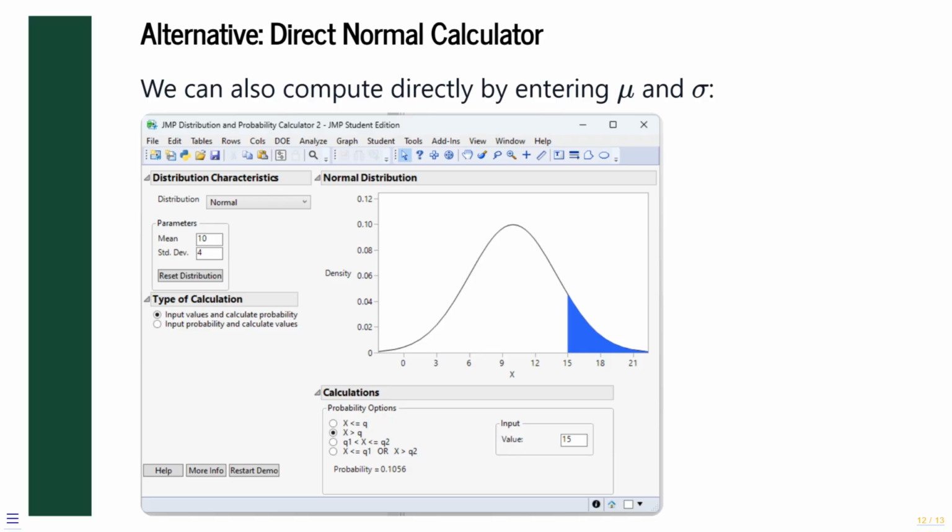Alternatively, we could compute the probability directly in the normal calculator by entering the original mean and standard deviation without explicitly computing the z-score first. Both approaches give the same result. Understanding both methods is helpful because different tools and exam settings may favor one approach over the other.